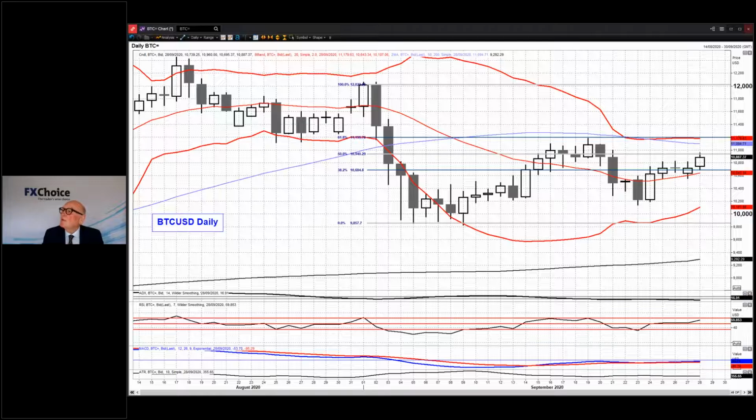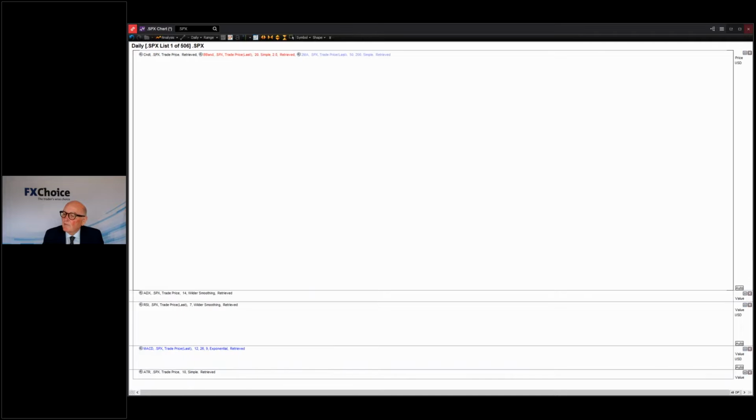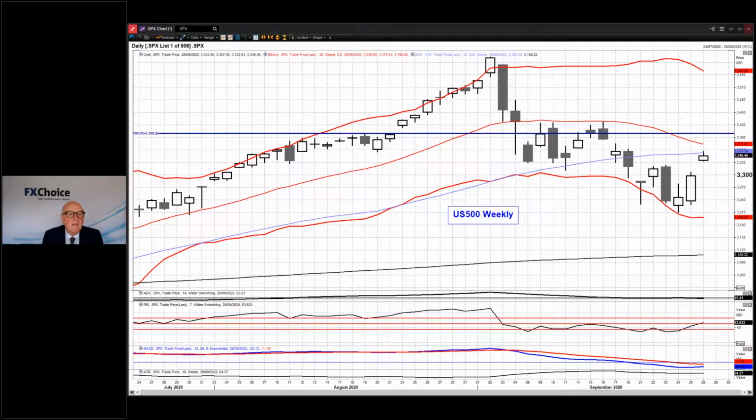Now we must talk about the US 500. It was a massive week there, and it's a massive day for it today. So we've had now since the beginning of September a big pullback in the S&P 500, led by the FANG plus stocks. Trevor, please explain what these are.